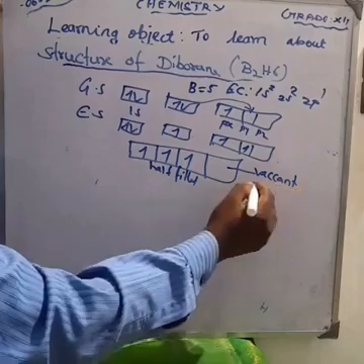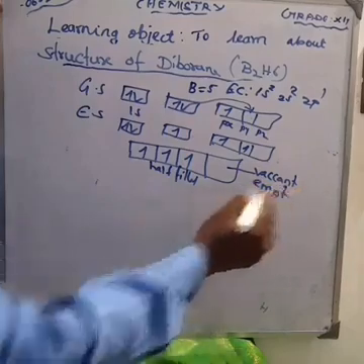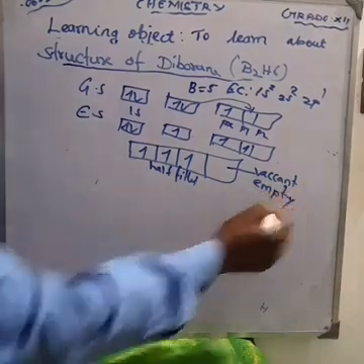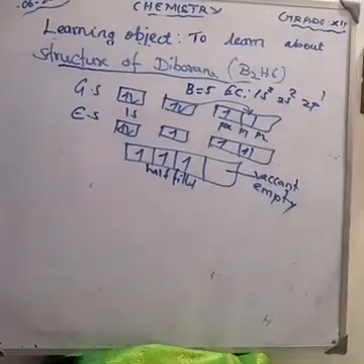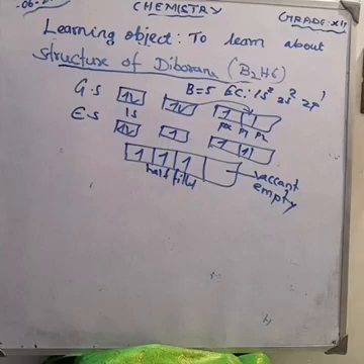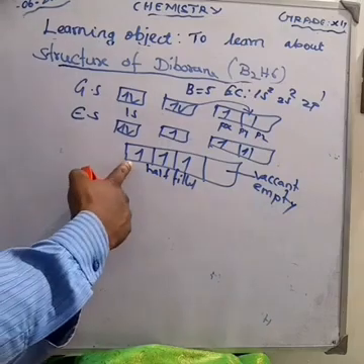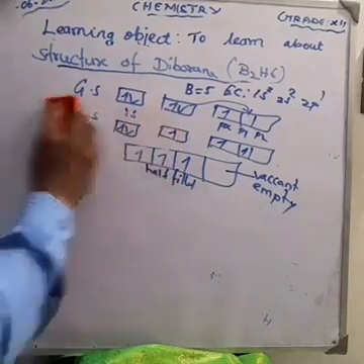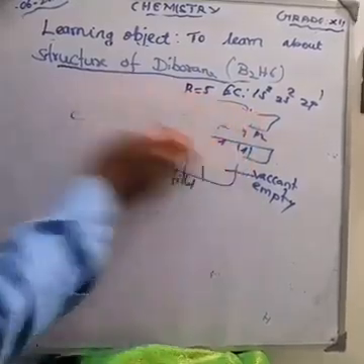This is what? Vacant orbital. Which orbital is this? Vacant orbital, otherwise called empty orbital. Empty orbital. Can you understand? So first I am filling here. This one is a boron.